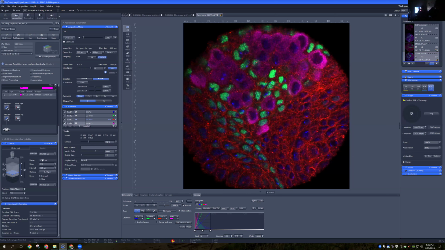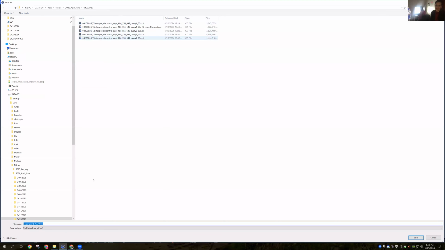Okay, our image is done. Pause that, we'll be right back. Okay, so the image has been acquired. Looks good. Now what you have to do is save your file so you don't lose it. This is the fifth ovary that I'm imaging today.